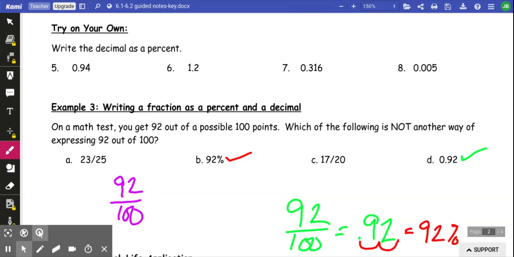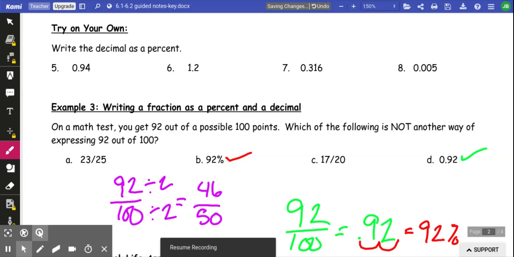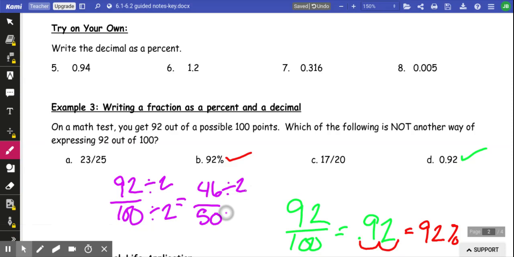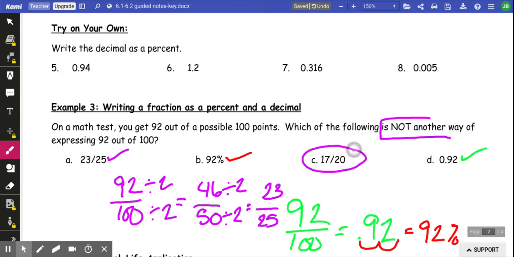I see that both of them are even, so I can divide at least both of them by 2 to begin with. And I would get 46 out of 50. And then I could do that again, and I could divide both of them by 2 again because both of them are even. So that would give me 23 out of 25. So A is also going to work. So the one that is not going to work would be C.